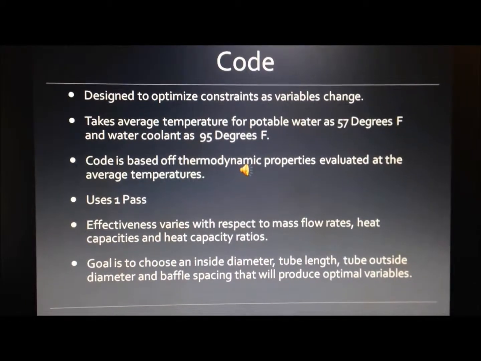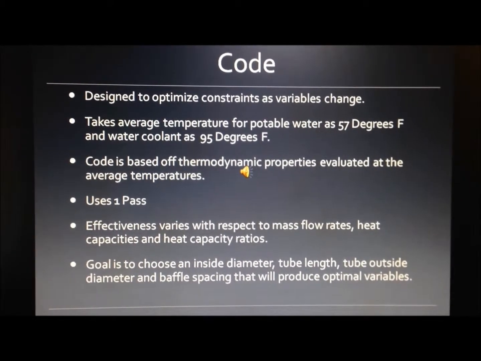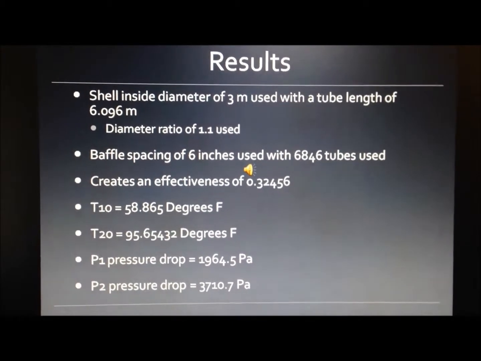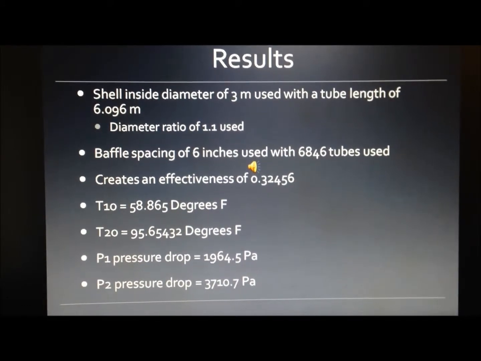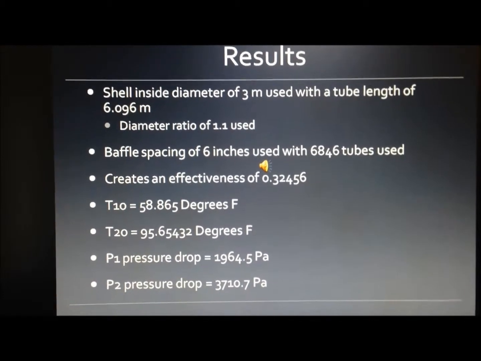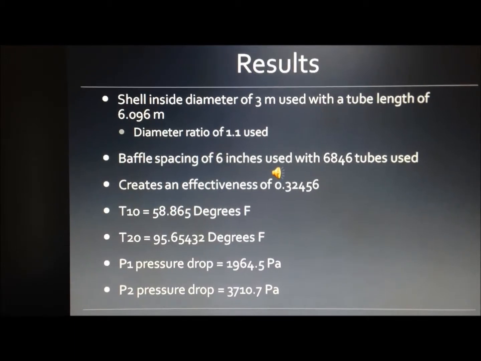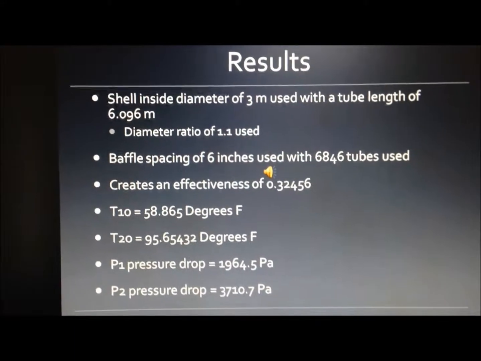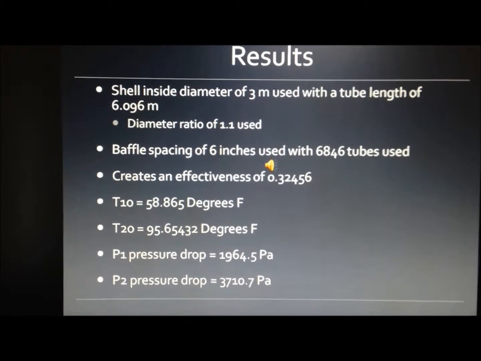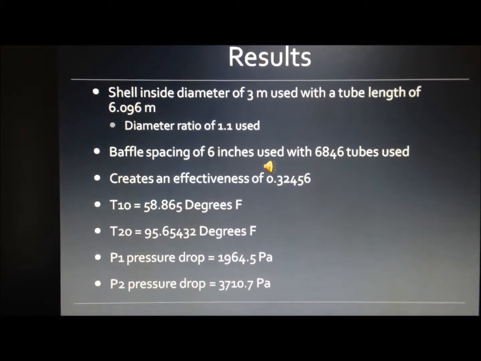The goal is to choose an inside diameter, tube length, tube outside diameter, and baffle spacing that will provide optimal variables. I chose to use a shell inside diameter of 3 meters with a tube length of 6 meters. I then chose a baffle spacing of 6 inches with 6,846 tubes. This creates an effectiveness of 0.32. The outlet temperatures were 59 degrees Fahrenheit and 96 degrees Fahrenheit. This also creates a pressure drop of 1,964 and 3,710.